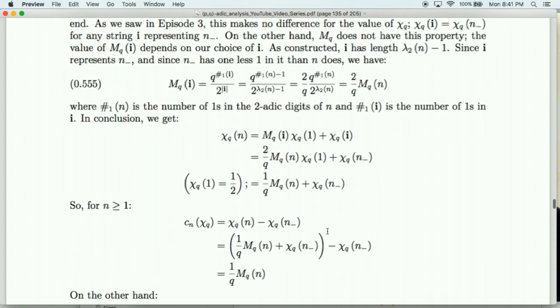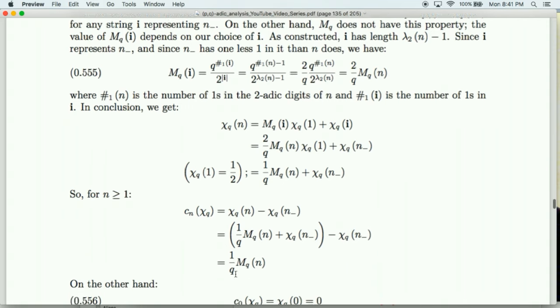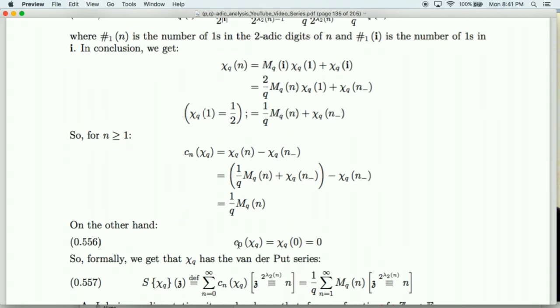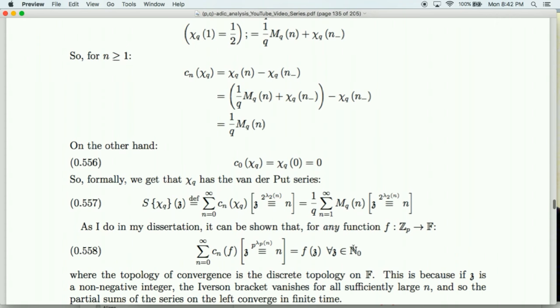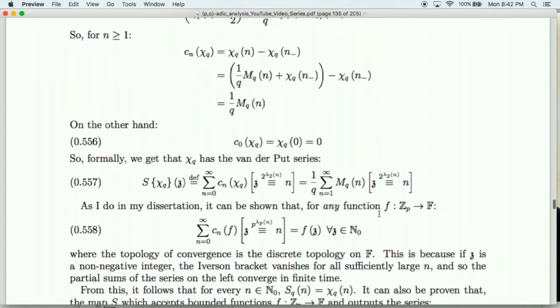And so because of this, we then have that the nth van der Put coefficient is this difference, which is precisely 1 over q times mq of n. On the other hand, when n is 0, the zeroth coefficient is just chi q of 0, which is 0. And so we get that S of chi q, the van der Put series generated by chi q, is this thing. And this is also what we just did.